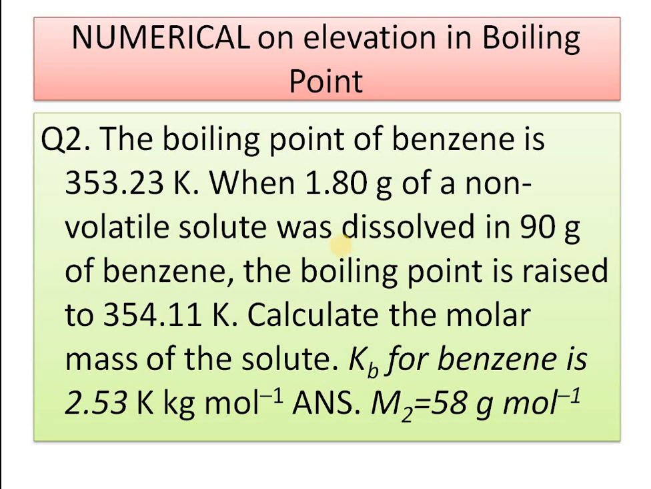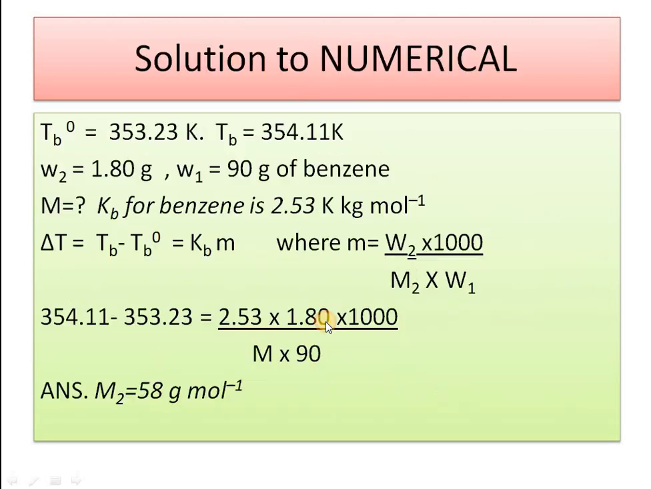So in this problem, you just see the boiling point of benzene. It means Tb naught is given to you, and 1.8 gram, this is W2, dissolved in 90 gram, this is W1, and Tb is more, Tb naught is less. Okay, and molecular mass we have to find out. Kb is given. Fine. So this way we can solve that.